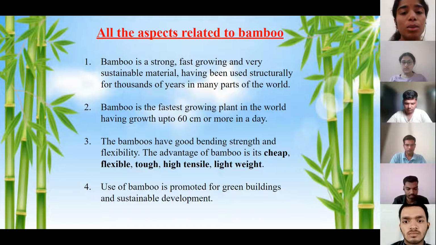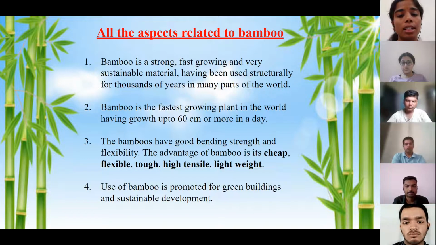It is also used structurally for thousands of years in many parts of the world. The advantages of bamboo are that it is cheap, flexible, tough, high tensile, and lightweight. Now, the next part I will hand over to Nitin.